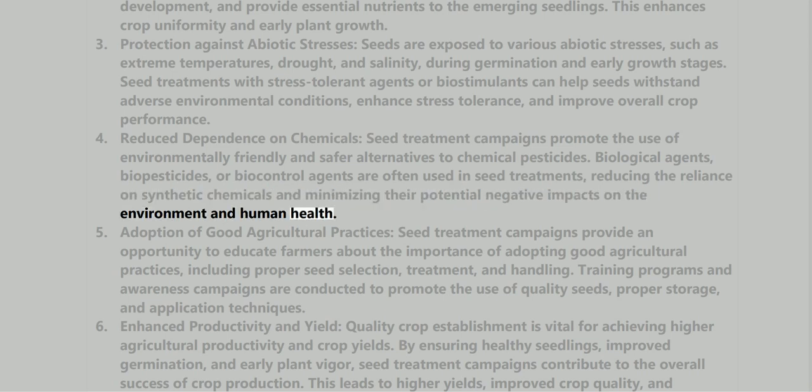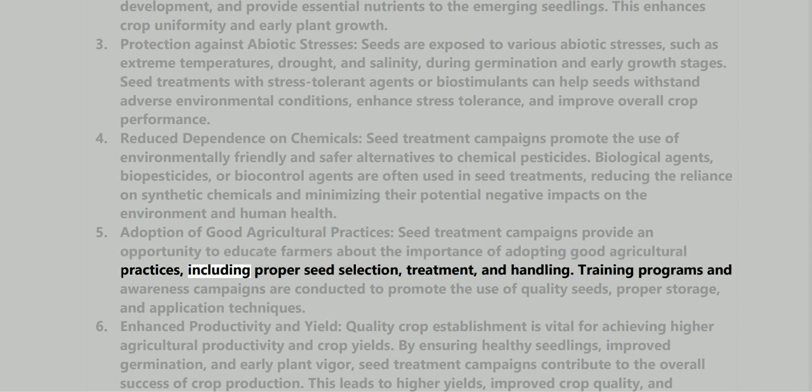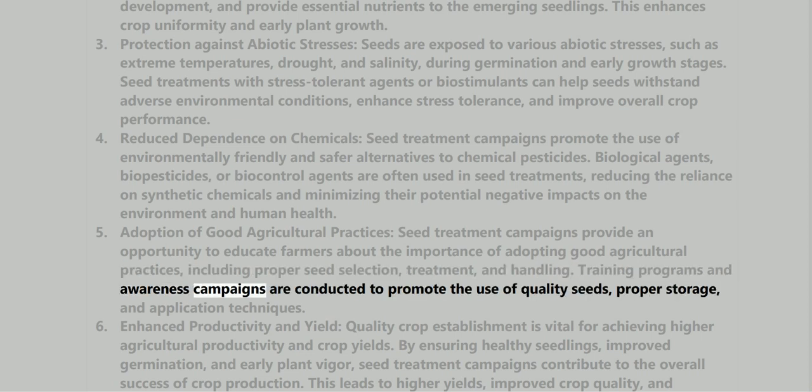5. Adoption of good agricultural practices. Seed treatment campaigns provide an opportunity to educate farmers about the importance of adopting good agricultural practices, including proper seed selection, treatment, and handling. Training programs and awareness campaigns are conducted to promote the use of quality seeds, proper storage, and application techniques.